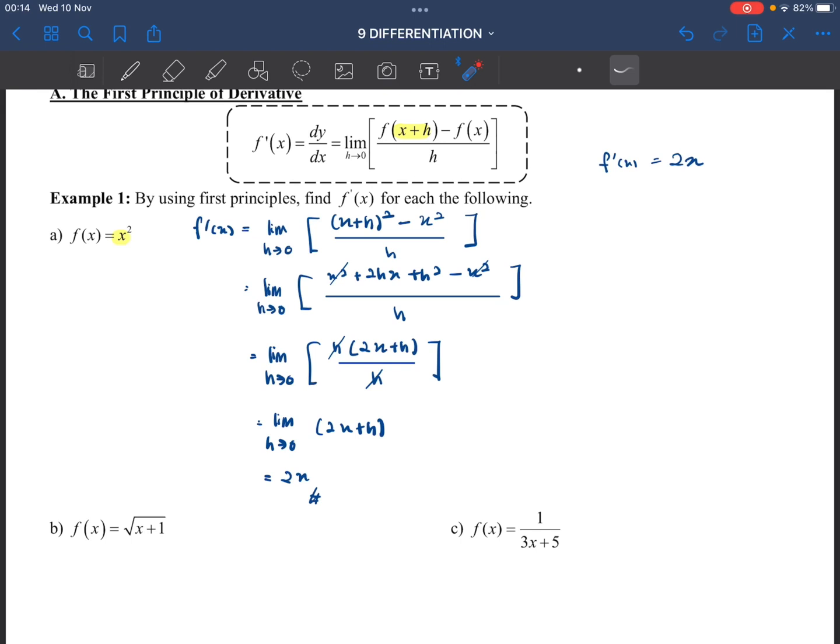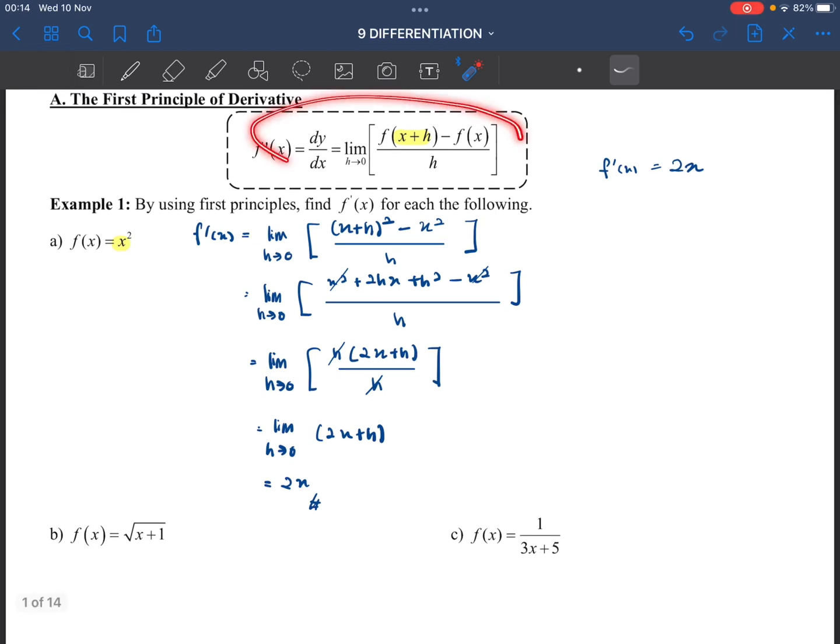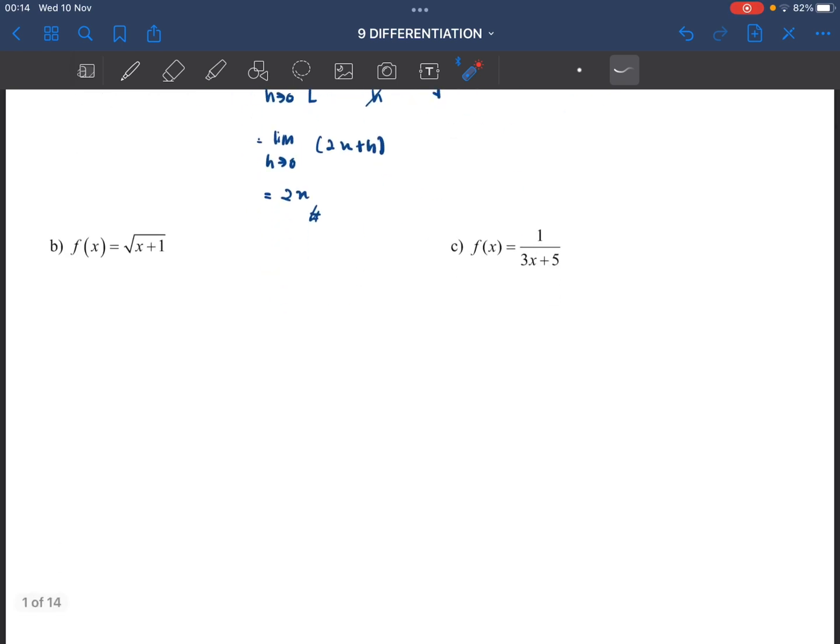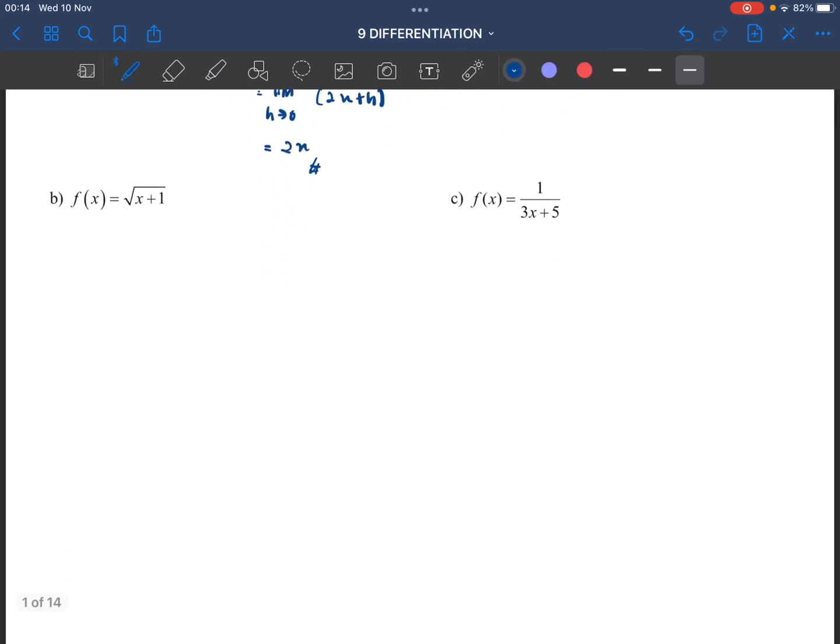We have f(x) equals square root of x plus 1. Remember this is your formula, f(x plus h). This is basically your f(x), but replace your x with x plus h. So we're going to do that for example B. Let's see, we have f prime(x).